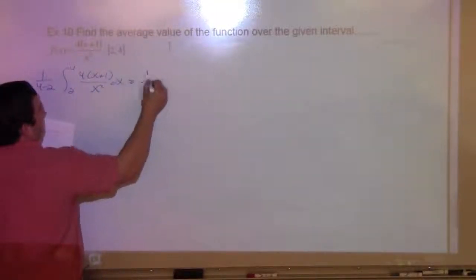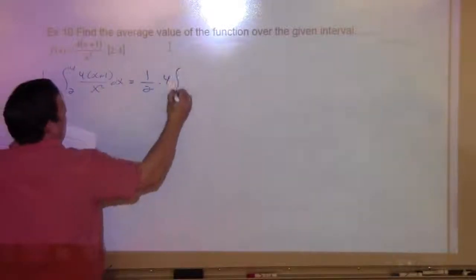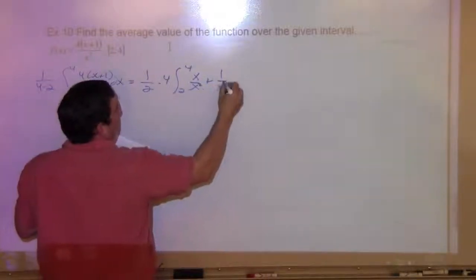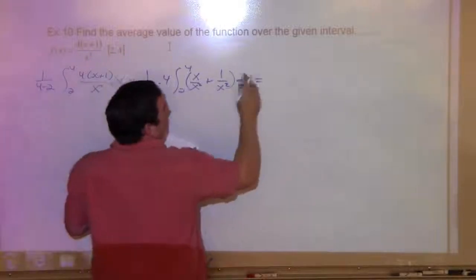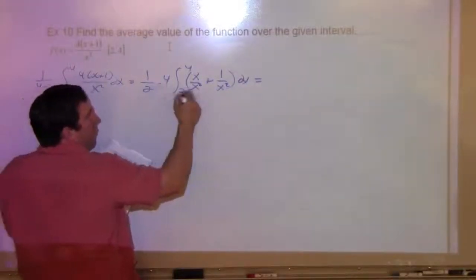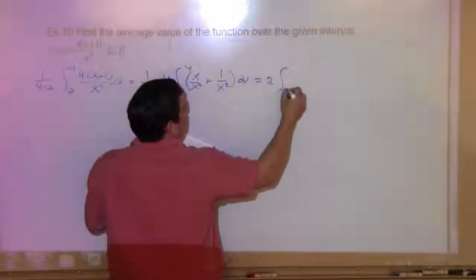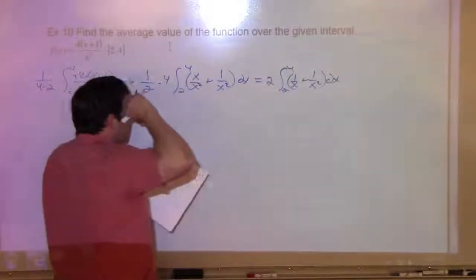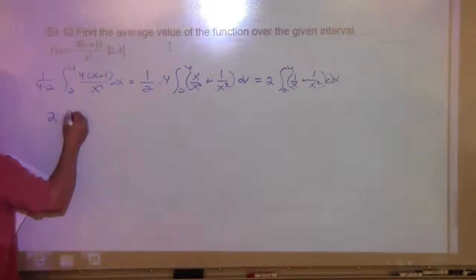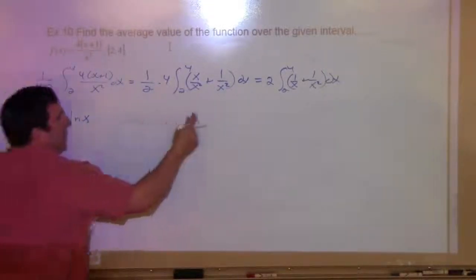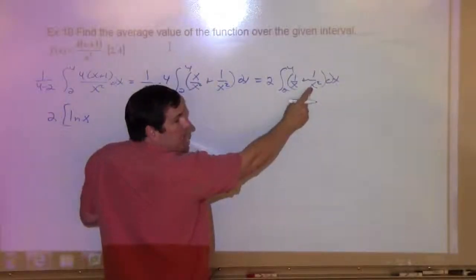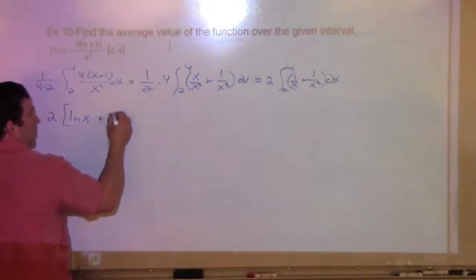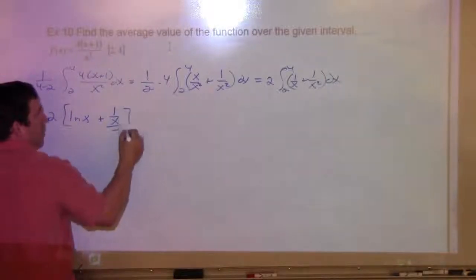That's going to be 1 over 2 times, I'm going to pull this 4 out, integral from 2 to 4. And we have x over x squared plus 1 over x squared dx. Now, 1/2 of 4 is 2, so that's 2 times the integral from 2 to 4 of 1 over x plus 1 over x squared. Now the antiderivative for 1 over x is natural log of x, and the antiderivative for 1 over x squared, well, that's like x to the negative 2 power. So we add 1 to get negative 1 power, divide by the new power, so that's going to be plus 1 over x divided by negative 1 from 2 to 4.